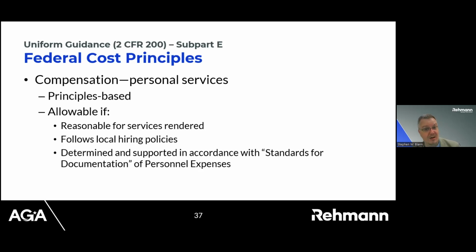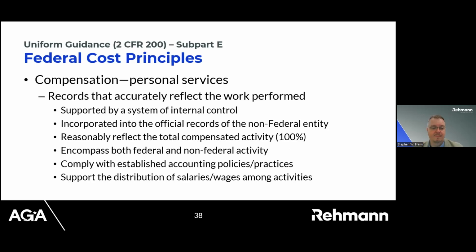Remember, in order for it to be allowable, it has to be adequately documented. In the one case of payroll, they do tell us what is adequate. So what's necessary for something to be adequately documented? Well, you need to have good records that reflect the work that was actually performed. So some system of internal control that captures the work that was performed.